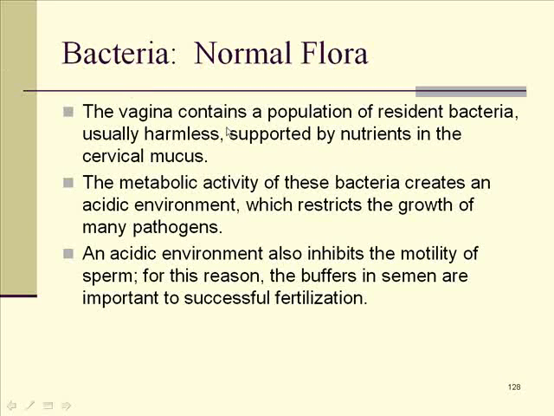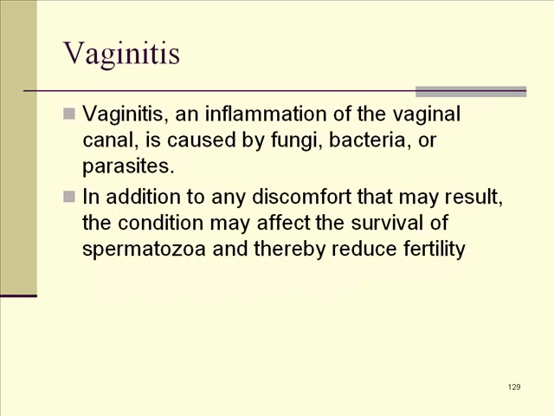So the vagina contains a population of resident bacteria, usually harmless, supported by nutrients in the cervical mucus. Metabolic activity of the bacteria creates an acidic environment which restricts the growth of many pathogens. So that's a good thing. But also remember that acidic environment will inhibit the motility of sperm, and so sperm has to produce an alkaline type of secretion.